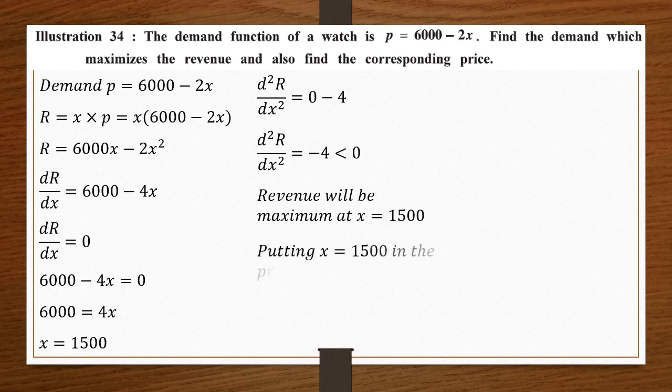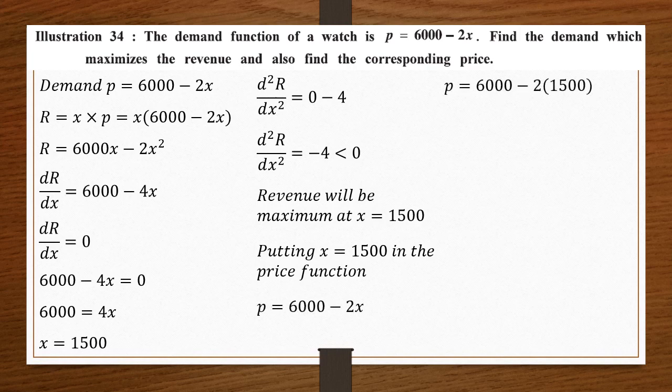So putting x is equal to 1,500 in the price function. We also have to find the corresponding price, that means the price when x is 1,500. So p is 6,000 minus 2x, that is 6,000 minus 2 into 1,500, that is 6,000 minus 3,000, that is p is equal to 3,000. So if we produce or if we sell 1,500 units at 3,000 rupees price, we will earn the maximum revenue possible. Okay, units are 1,500 and price is 3,000 to earn the maximum revenue. In the question, we are not supposed to calculate the maximum revenue actually, so we will not be doing that.